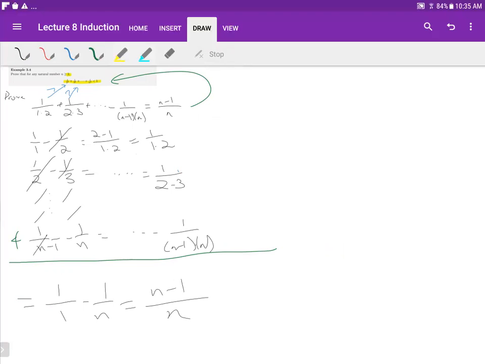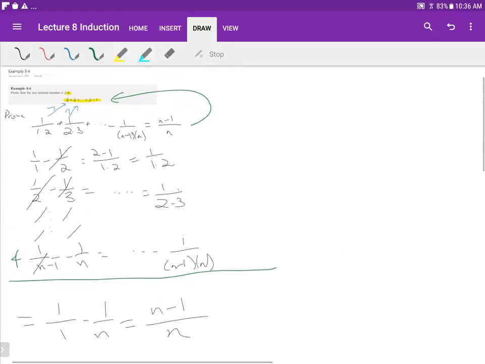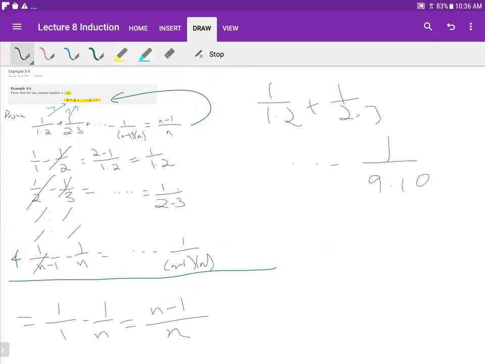Because let's say you wanted to evaluate 1 over 1 times 2 plus 1 over 2 times 3, all the way to, say, 1 over 9 times 10. Well, if you didn't know about this telescoping sequence, then you would have to add 1/2 plus 1/6, etc., find a least common denominator, convert those fractions to the least common denominator, and then add them again. But with the power of telescoping series, you can write these fractions in a different form, and then when you add them, you find that there's some nice cancellation happening.